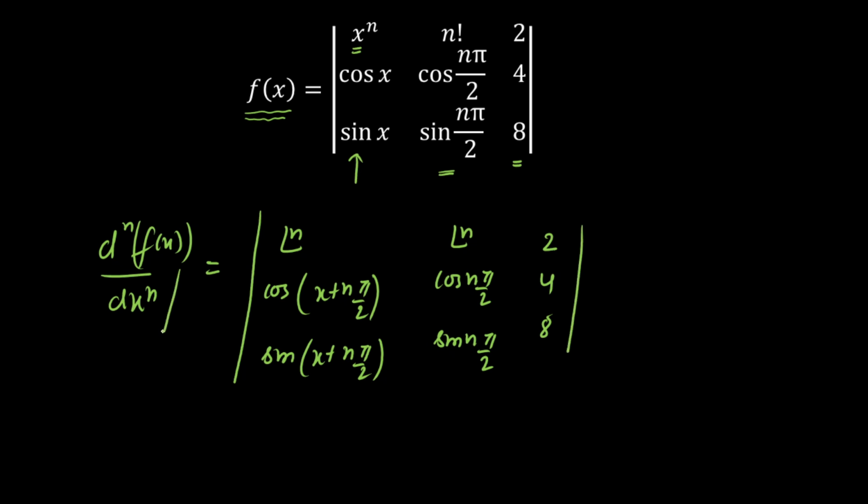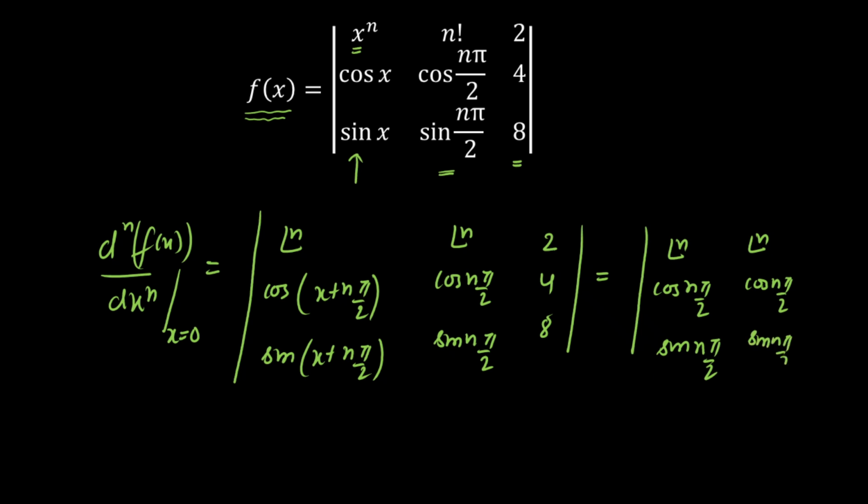Now they want the derivative at a particular point, that is x is equal to 0. So we'll substitute this value here and we'll get one determinant. That is n factorial will remain n factorial here, first entry. Second entry is cos of n pi by 2, because as soon as you put 0 you will get cos of n pi by 2. Similarly, sine of n pi by 2. Now the second column will remain as it is, that is n factorial, cos of n pi by 2, sine of n pi by 2, and the third column will remain as it is because it is independent of x, that is 2, 4 and 8.